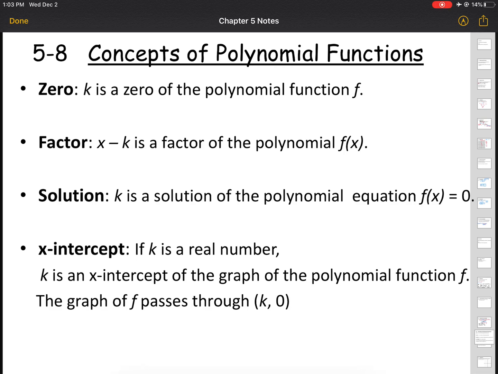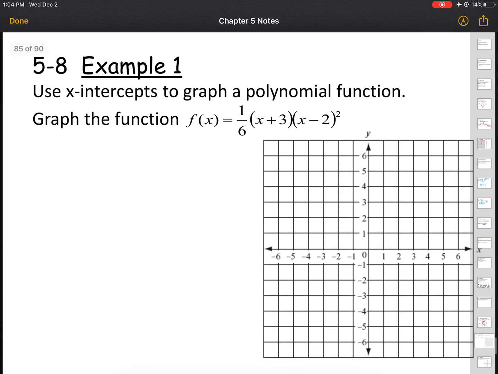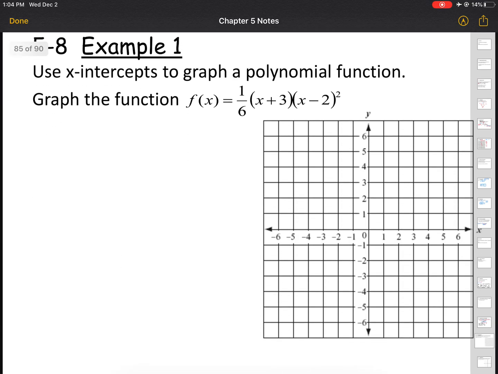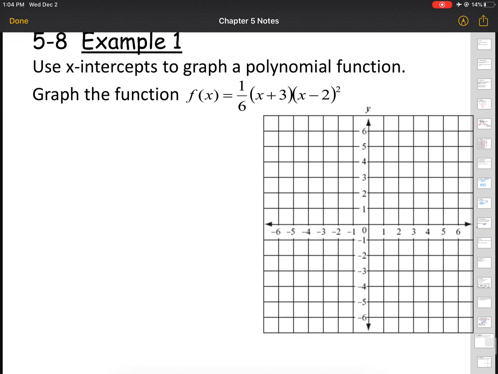An x-intercept is a real number k, and k is an x-intercept of the graph of the polynomial function f if the graph crosses the x-axis at that point k, 0. So for example 1 here, what we're going to do is use x-intercepts to graph a polynomial function.